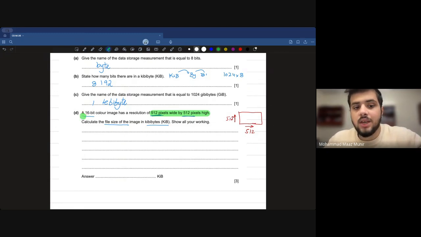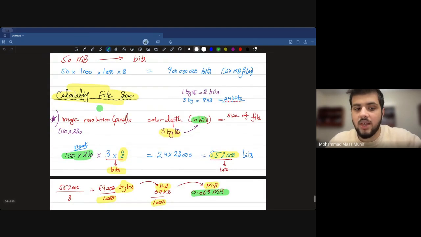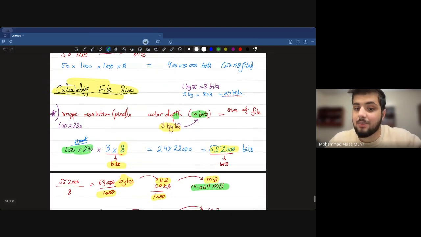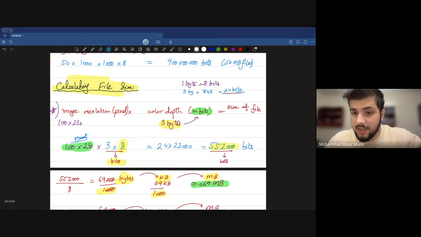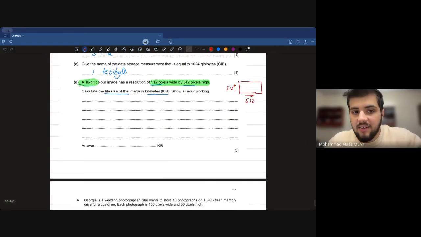Then we need to know the number of bits, or the color depth. You see it clearly states 16-bit color image. So we have those two values required to calculate the answer, right? The formula is image resolution, in pixels, multiplied by the color depth, in bits. And this should give me the answer. Because we have the color depth in terms of bits, how do I know it's in bits? Because it's written here, bit. The answer to this question will also be in bits. So when I apply the formula, I'll get my answer in terms of bits.